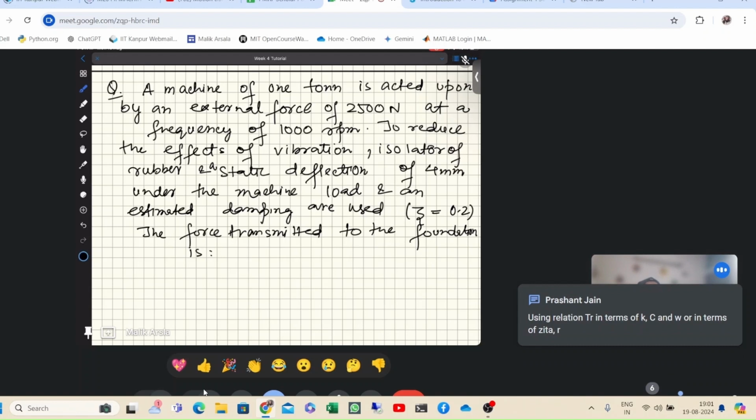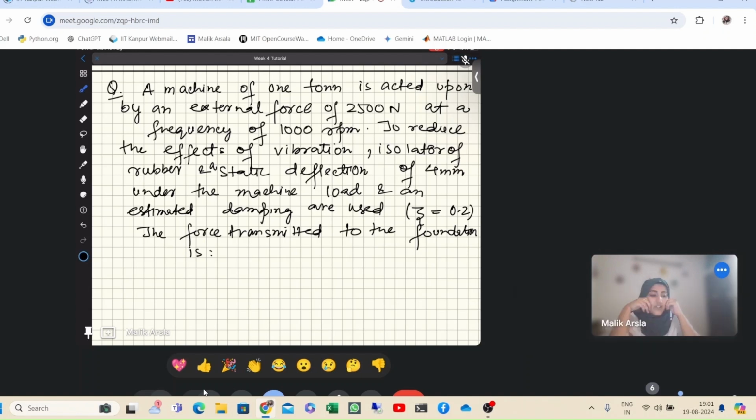Using the relation for TR in terms of k, c and omega, or in terms of zeta, that you have to figure out. Give it a try, okay. I'm giving you 5 minutes. Then if you get an approach to solve this question, you can tell me. Then we'll discuss the solution.